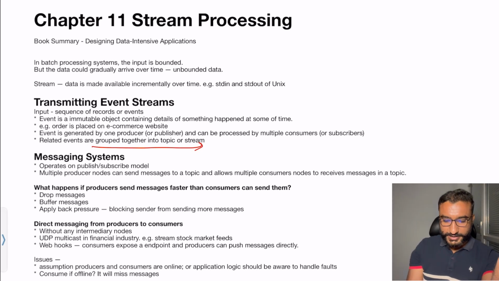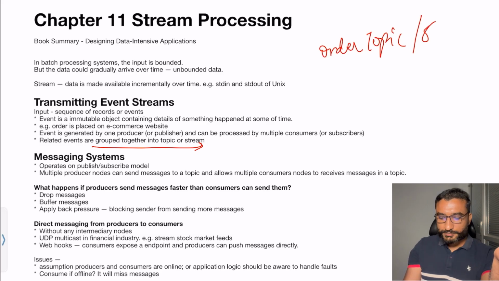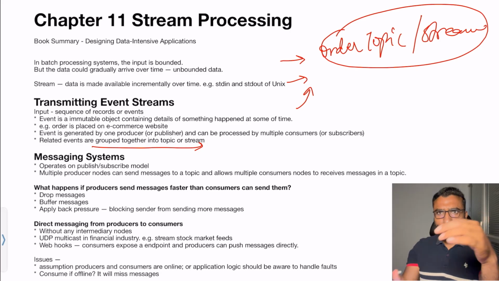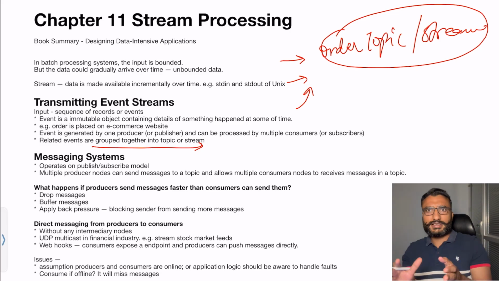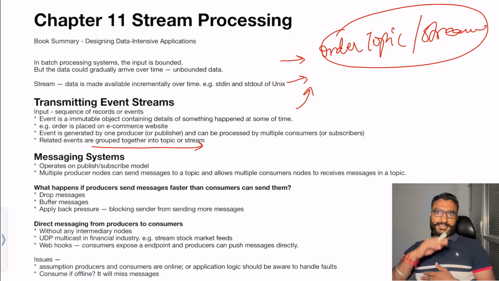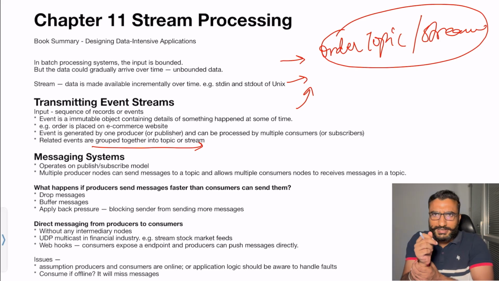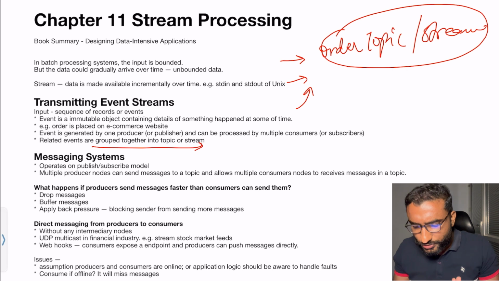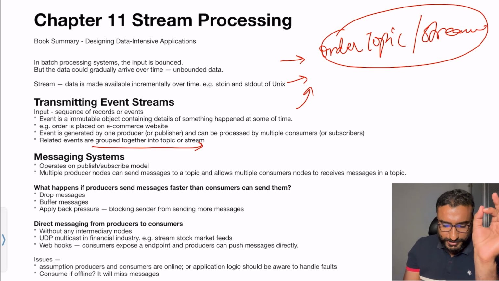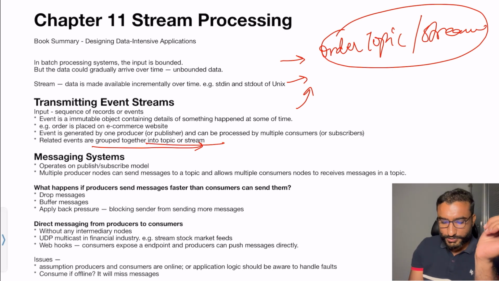Related events are grouped together into a topic or stream. Let's say you have an order topic or order stream. Now all the order events are published on this topic. None of the payment-related events will be published on this topic or stream. You are trying to group them together so that the subscribers who are interested in order events can subscribe to that particular topic. If some system is interested in payment events, that system will be subscribing to the payment-related topics. So that's the idea. Related events are grouped together into a topic or stream.